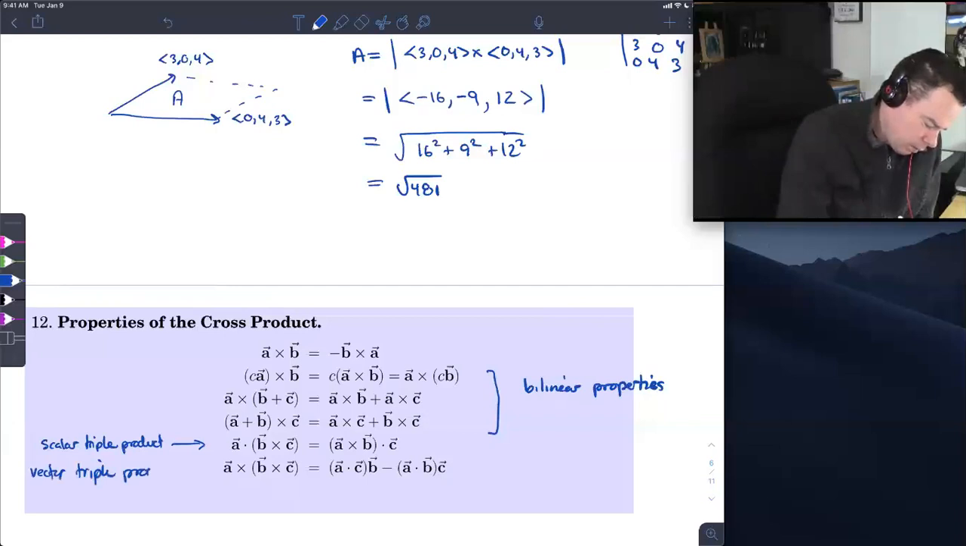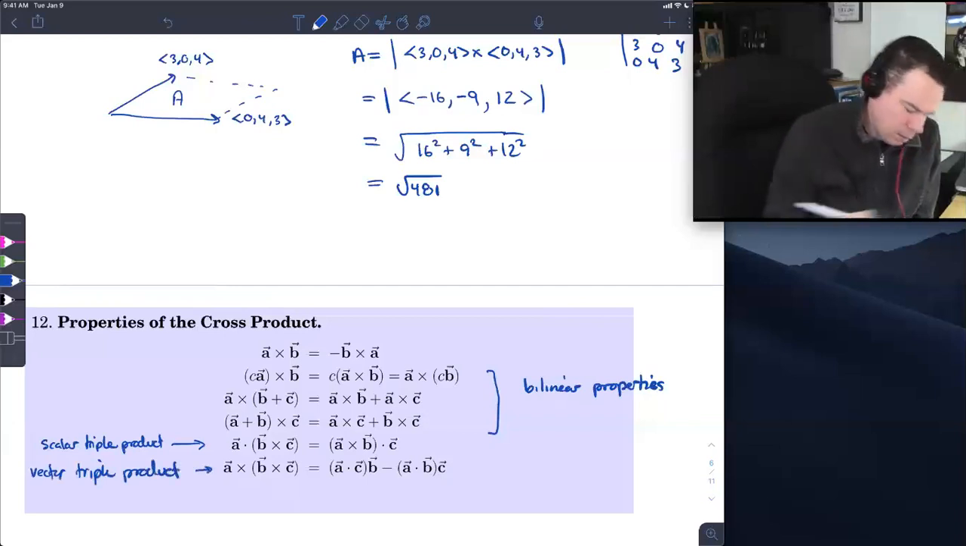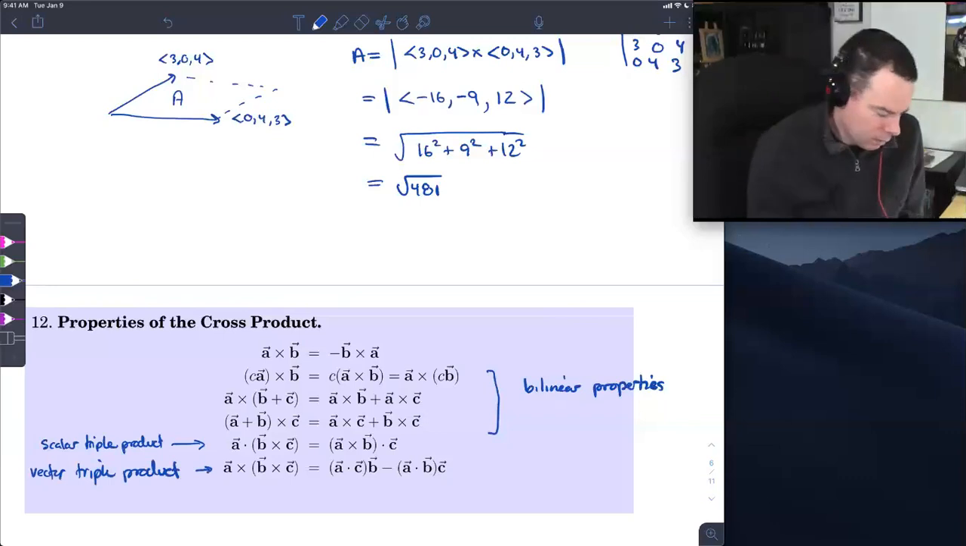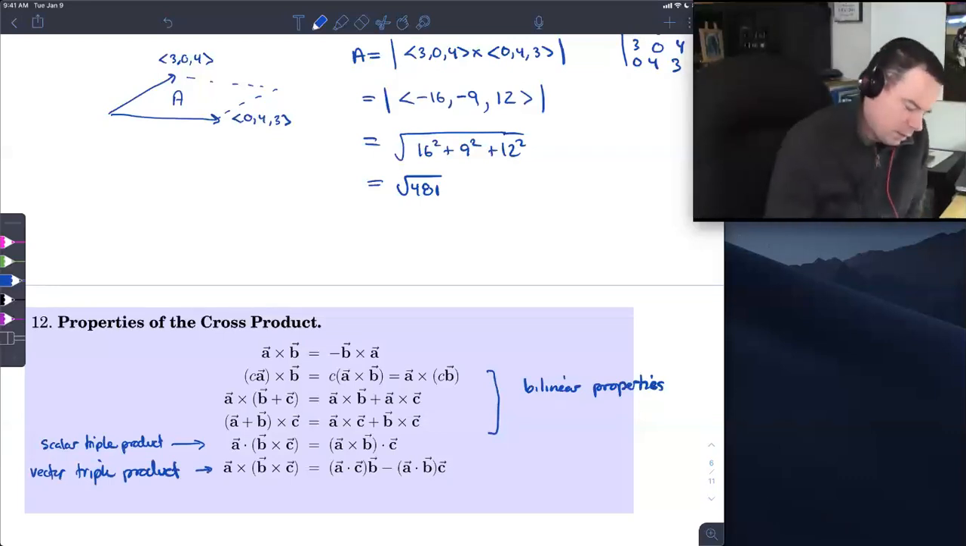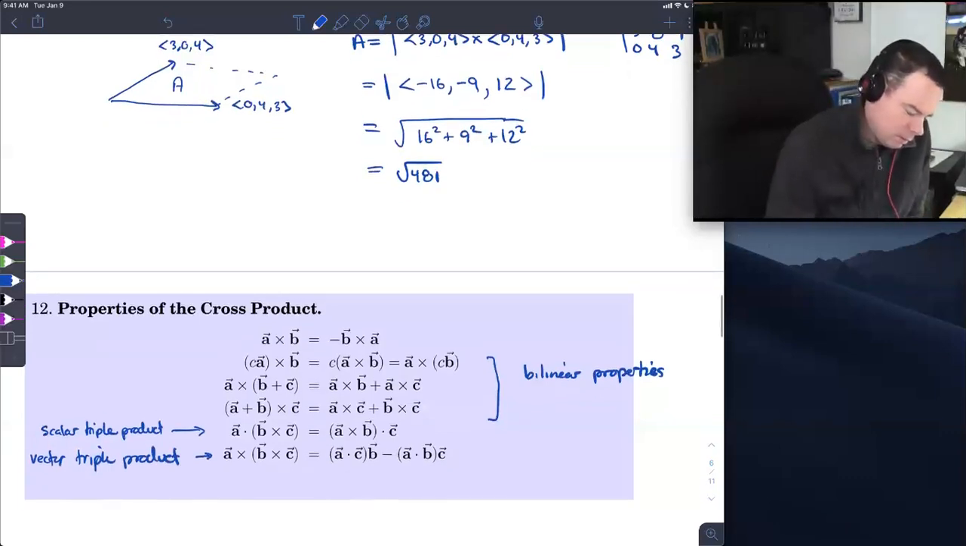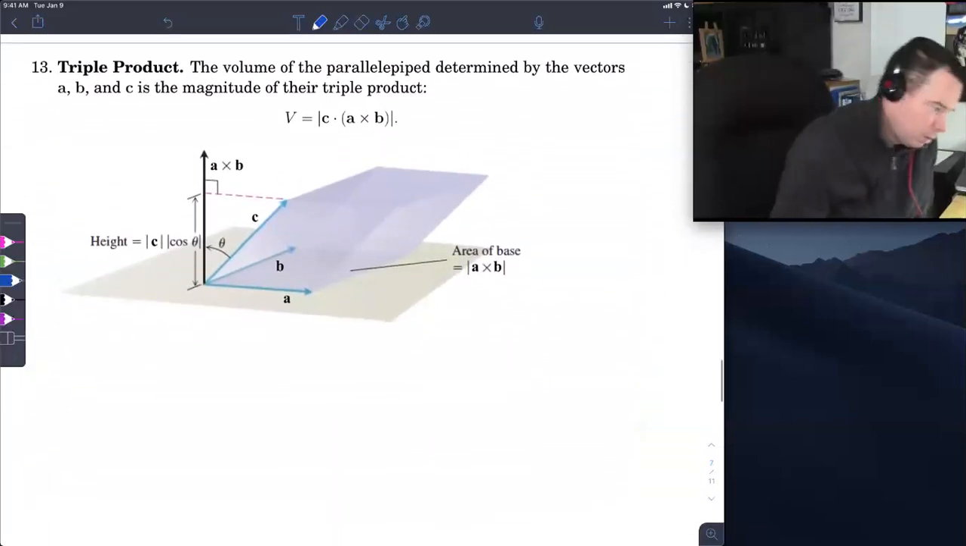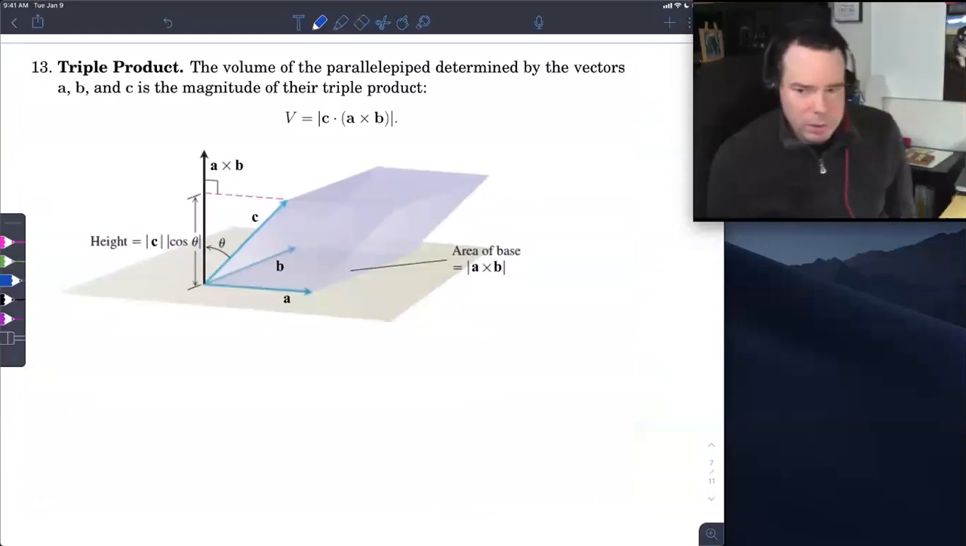And this one, I'll have you look at investigating on the next homework assignment 2. So that says that the vector triple product is related to a couple of dot products and a linear combination. Okay, so let's do a couple more examples here.